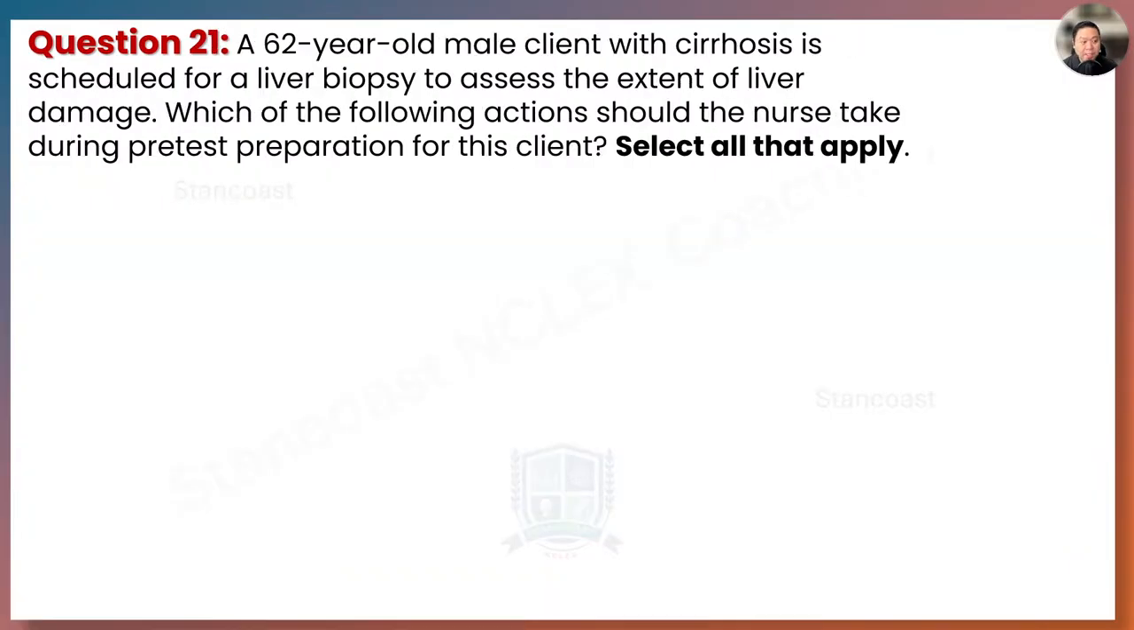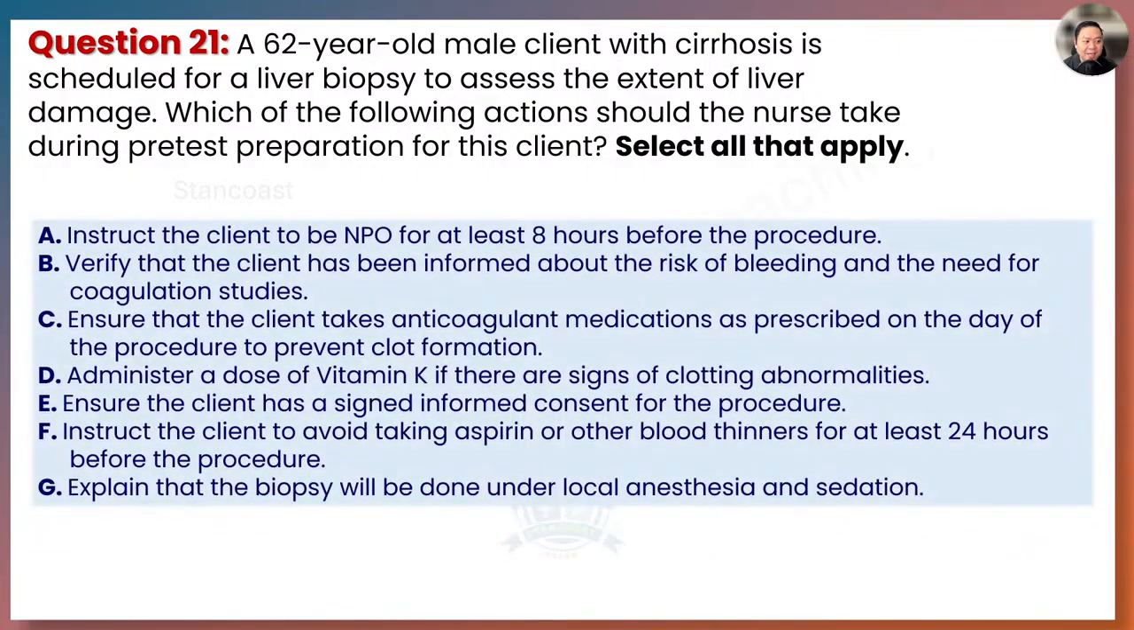21. A 62-year-old male client with cirrhosis is scheduled for a liver biopsy to assess the extent of liver damage. Which of the following actions should the nurse take during pre-test preparation for this client? Select all that apply. Options: A, instruct the client to be NPO for at least 8 hours before the procedure.